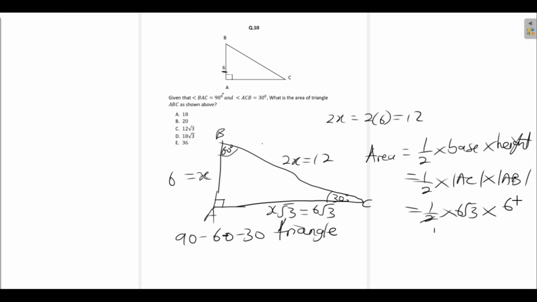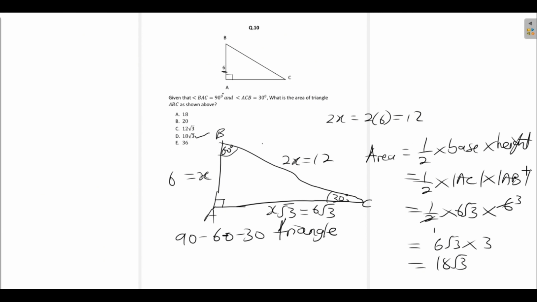Now 2 goes into 6 how many times? 3. So we have 6 root 3 multiplying 3, and this is 18 root 3. Clearly from the options you can see that D is our correct answer, which is 18 root 3.